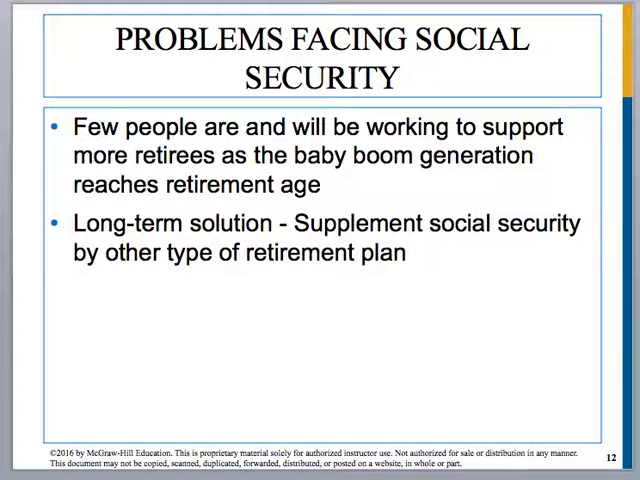There are various problems, as I mentioned earlier: fewer people are and will be working to support more retirees as the baby boom generation reaches retirement age. The long-term solution is to supplement Social Security with other types of retirement plans.